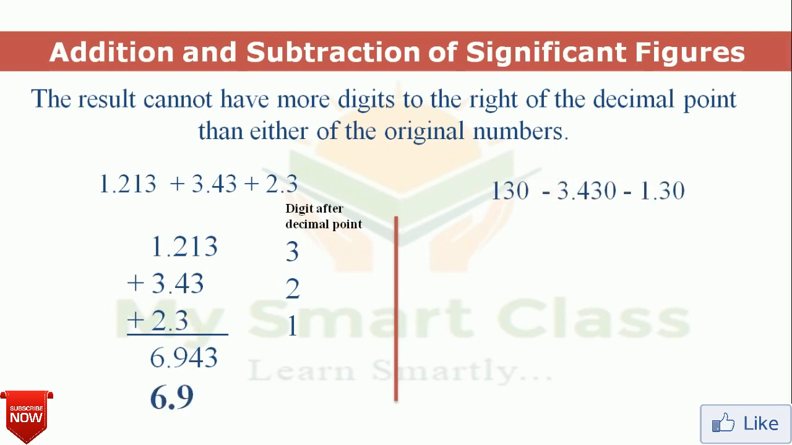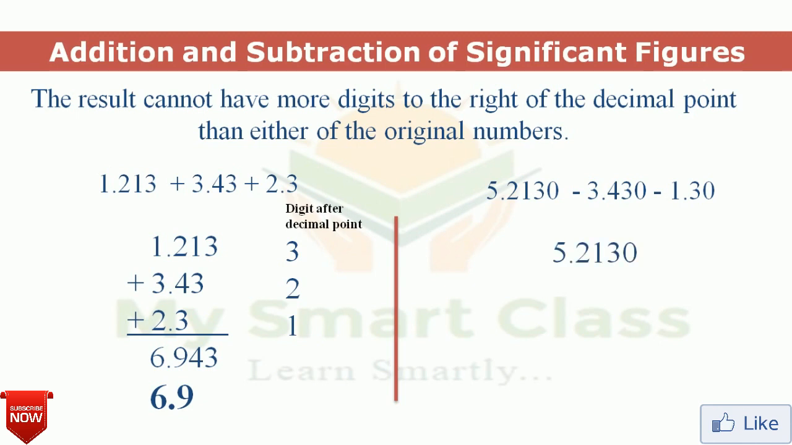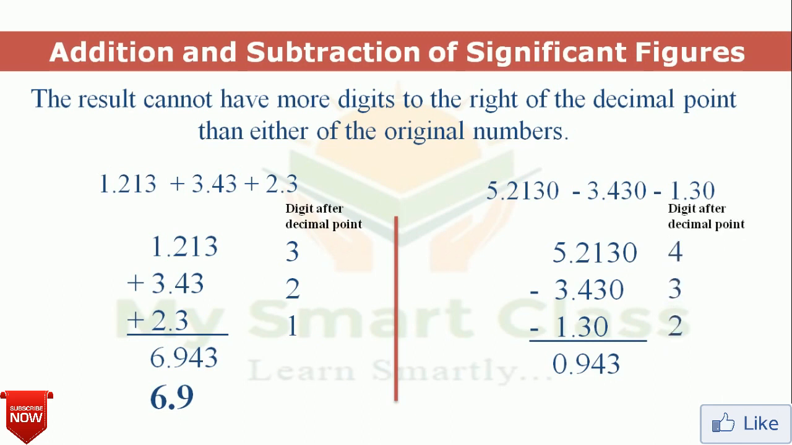Let's understand subtraction also. In case of subtraction, just do the subtraction and we get the answer. Now see how many digits there are after the decimal point. In this case 4, here is a 3 and here is a 2. So our answer should contain 2 digits after the decimal point. So in this case we have to remove these 3, so our answer is 9.4.